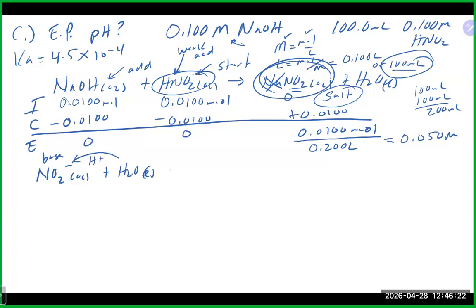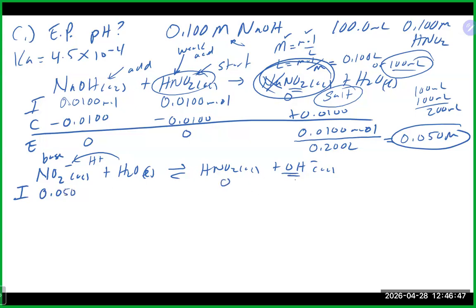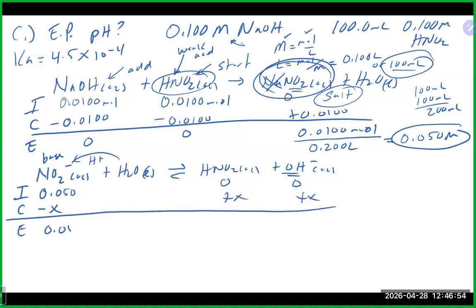It will accept an H plus, and we will make HNO2, and we will make hydroxide. Again, as we would anticipate, our pH at the equivalence point in this type of titration should be basic because of this, and we are producing OH minus. Carrying down into our second ice table, we're going to use our initial concentration here, and these guys are going to be zeros. Going to go minus X, plus X, plus X. This is going to be 0.05 minus X, X, and X.